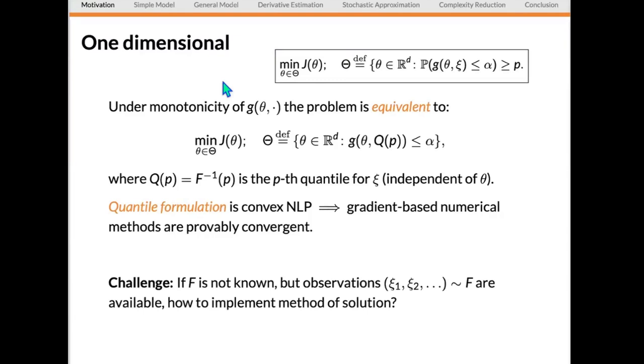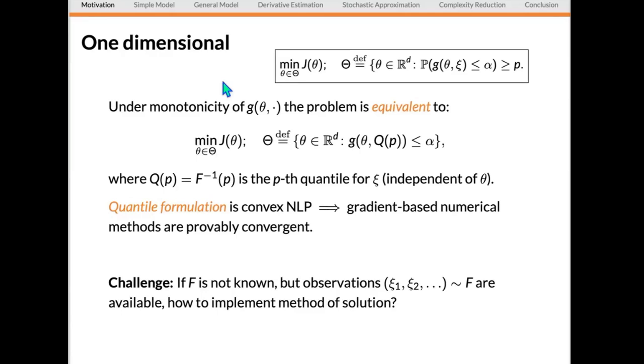So what's the challenge? Well, what if we don't know the quantile? If we are streaming data, we don't know what distribution it's coming from. The quantile is the inverse of the distribution function. So if we don't know the function and we just have data, then we need to estimate that.